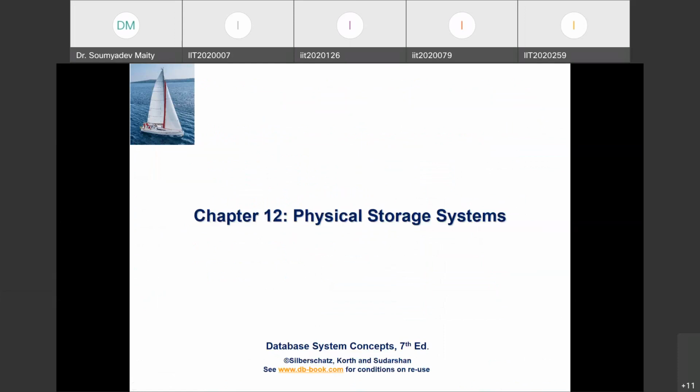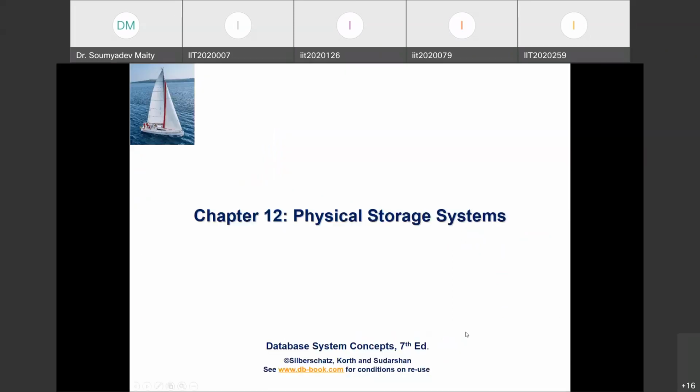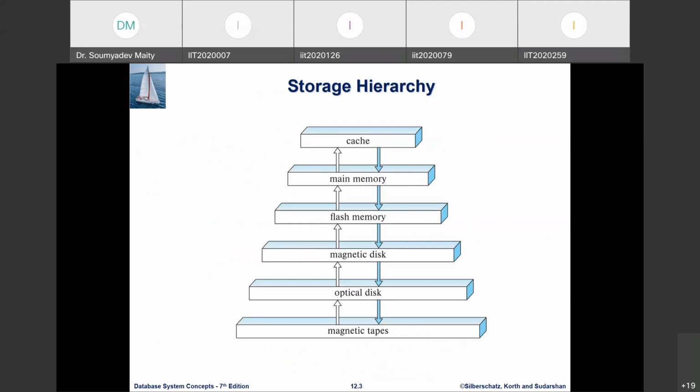So first I'll give you a very brief introduction to the physical storage structure, which I think you have already been introduced to if you were taking the operating systems course this semester, or will take it in the next semester, I don't know. So I'll give a brief description only of the physical storage system, specifically the disk structure.